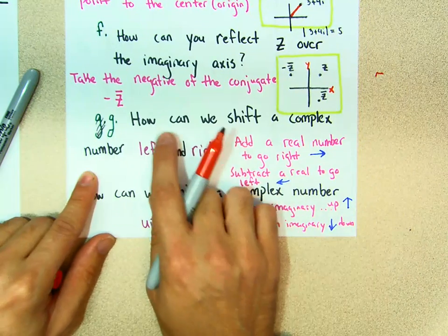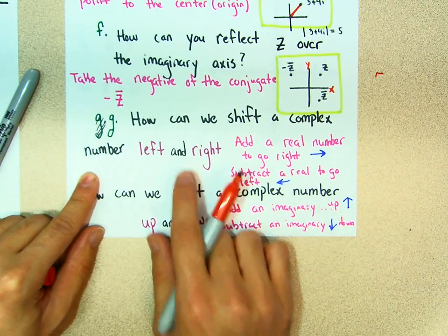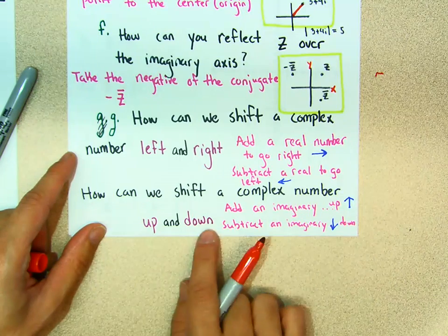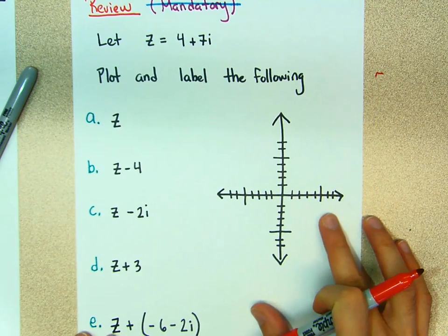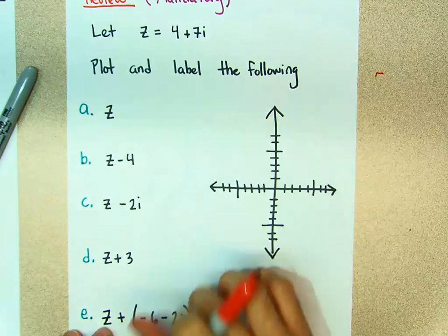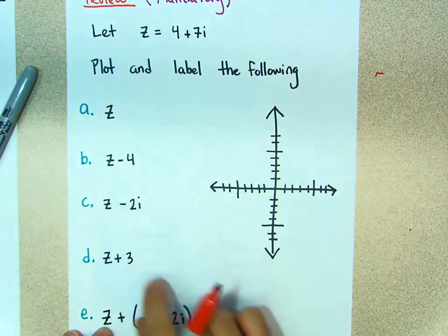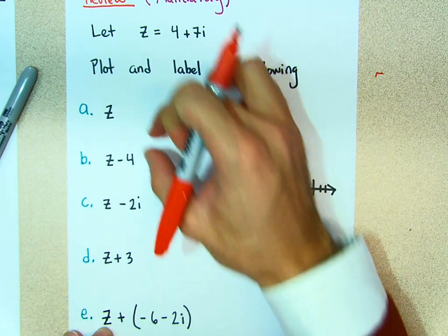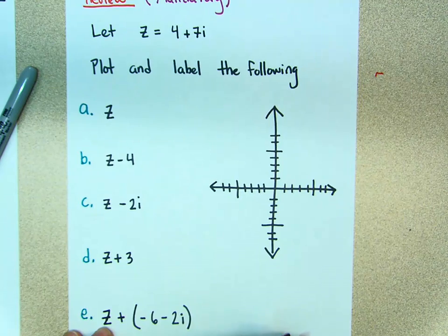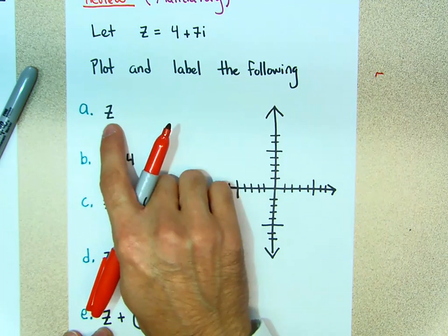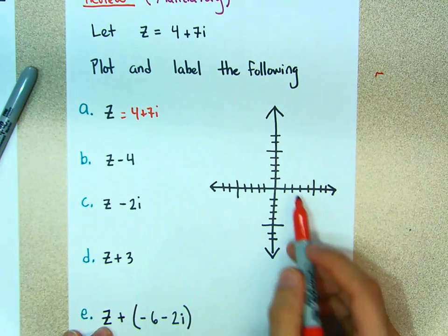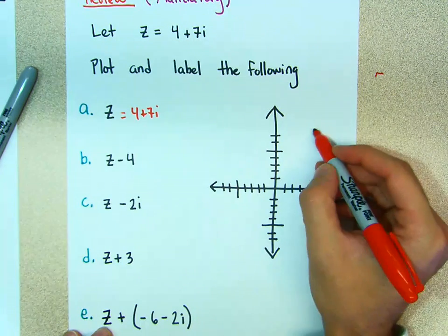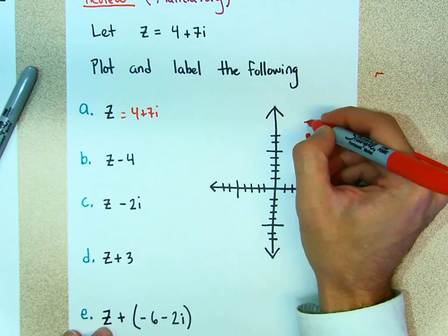For the next part, how can we shift a complex number left and right, and how can we shift a complex number up and down? Let me show you this example over here of how to do it. What I want you to do is take a look at this. Let z equal 4 plus 7i. I'll give you some graphing paper. What I want you to do is plot each one of these. Okay? Calculate this. Like, where is z? Well, z is what? 4 plus 7i, right? So 4 plus 7i is 4, 7i, so boom, right here. And this will be z.